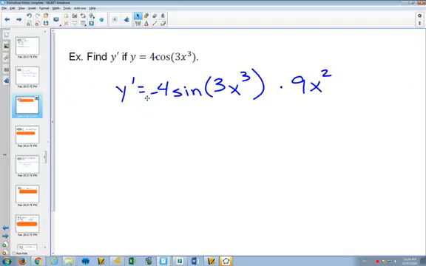So recognize what's our outside function. Do the derivative of that first. Keep the inside the same while you do that. And then afterwards, multiply by the derivative of that inside function.